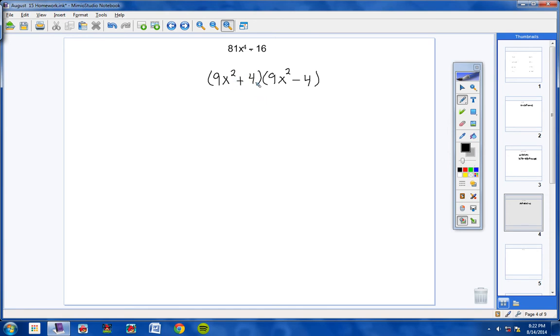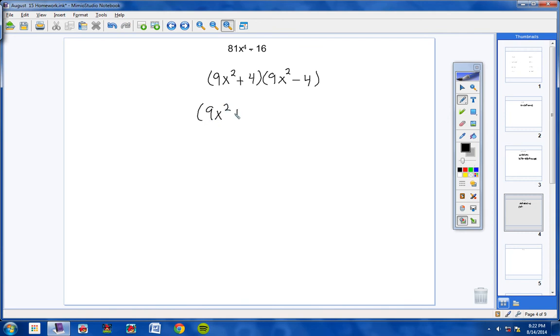Now notice this binomial right here. 9x squared is a perfect square, and 4 is a perfect square. However, please listen to me. Whenever you're factoring perfect squares, the first term has to be positive and the second term has to be negative. And obviously we don't have that in this parentheses. Both of your terms are positive, so you cannot factor this first parentheses again.